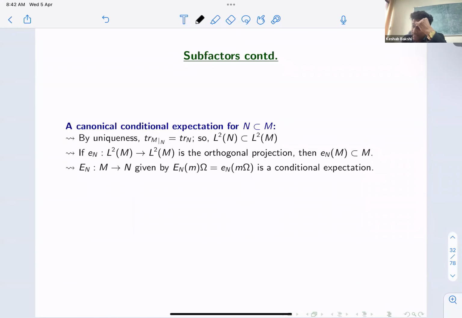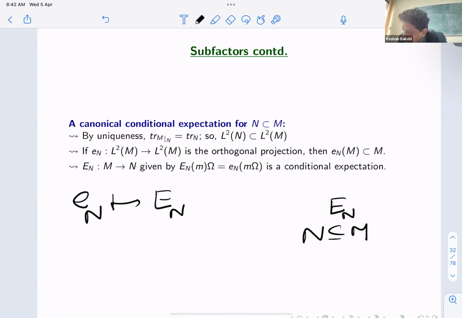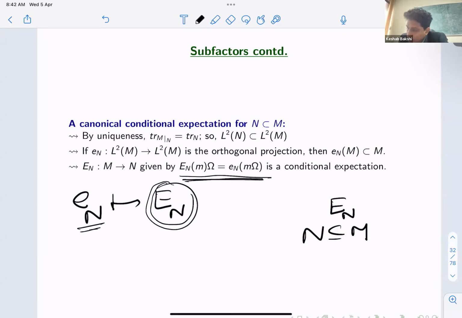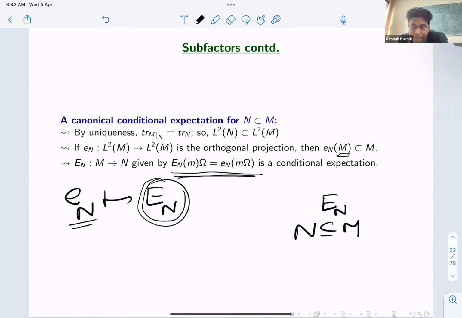And a nice thing is that this Jones projection induces that conditional expectation. As I told in the first few slides, given an inclusion of von Neumann algebras, N subset M, there is a notion of conditional expectation. And this conditional expectation is intimately related with this Jones projection. Here, omega is the cyclic vector of the GNS construction. So you can think of the Jones projection as basically the conditional expectation at the Hilbert space level. So this Jones projection is related with the conditional expectation, basically the restriction of the Jones projection on the factor M.